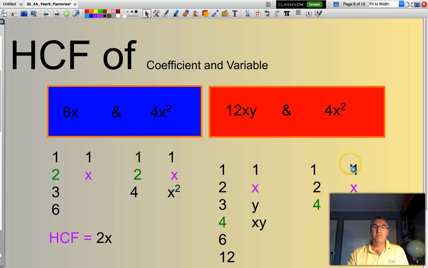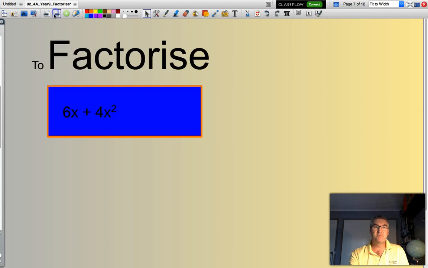Now, all we have done so far is look at the highest common factor. Now what we need to do is put it all together and look to factorize. So if I needed to factorize, say for instance, 6x plus 4x squared, what I need to do first, step 1, is identify the highest common factor for both the 6x and the 4x squared. I really should have said variables.